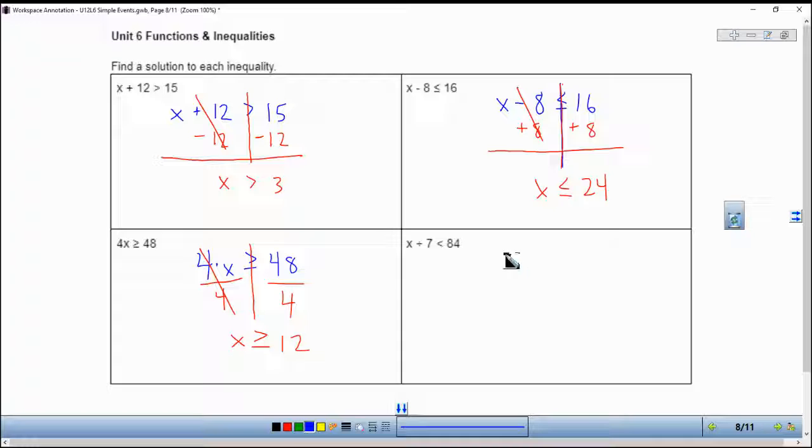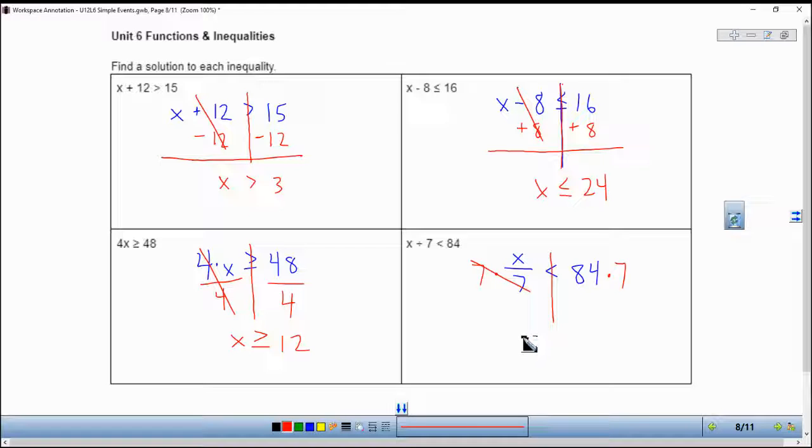All right, last one of these type, and we're going to write it in a different way. It says x divided by 7, but we're going to write it like a fraction. x divided by 7 has to be less than 84. Let's put the wall in there. How do we get rid of divide by 7? Well, we're going to multiply by 7 on both sides. Inverse.